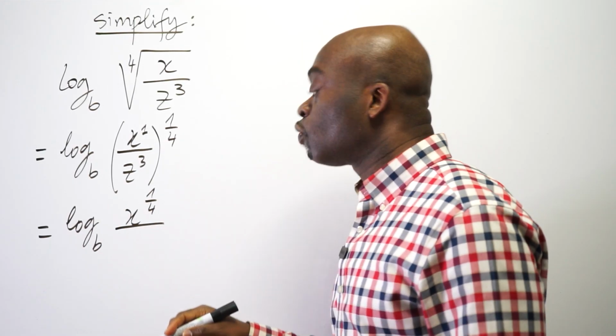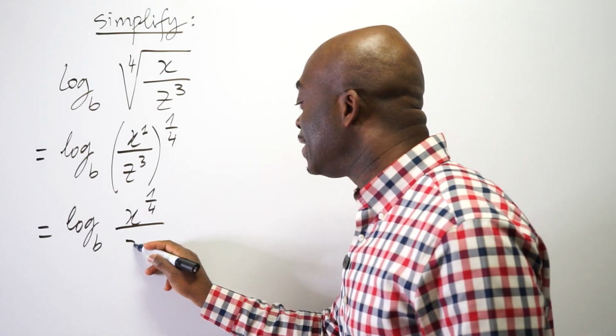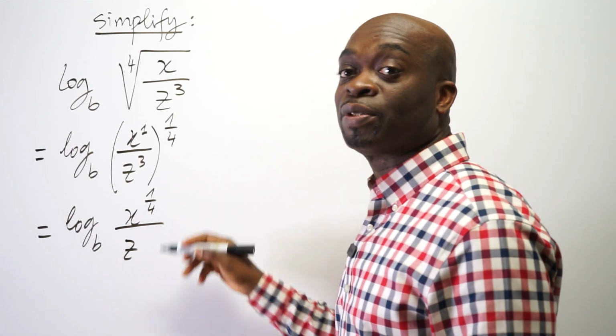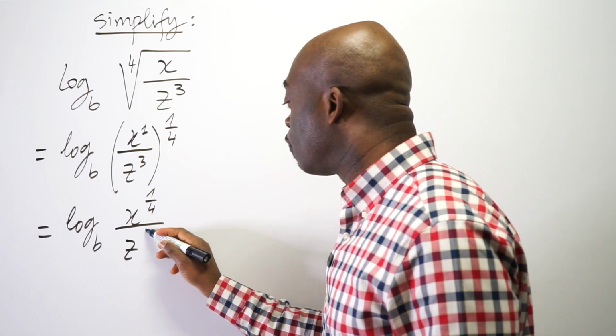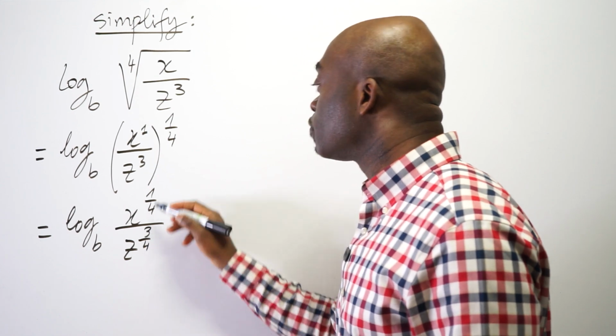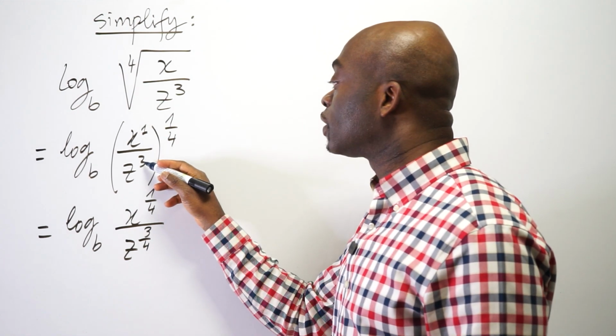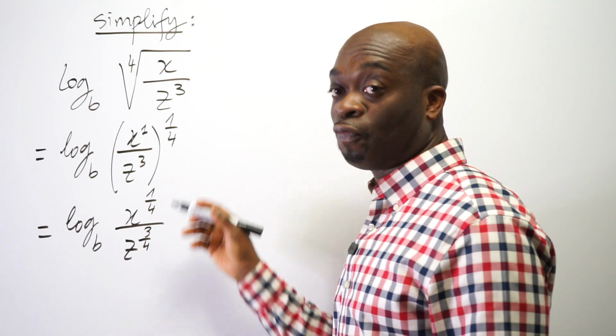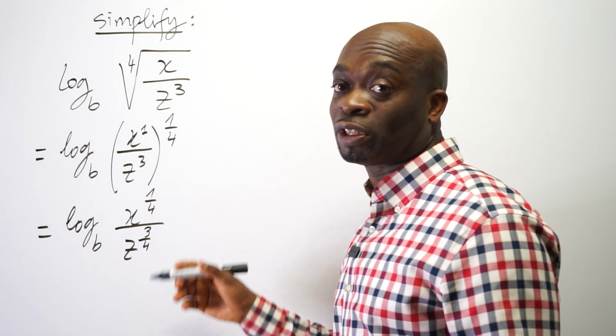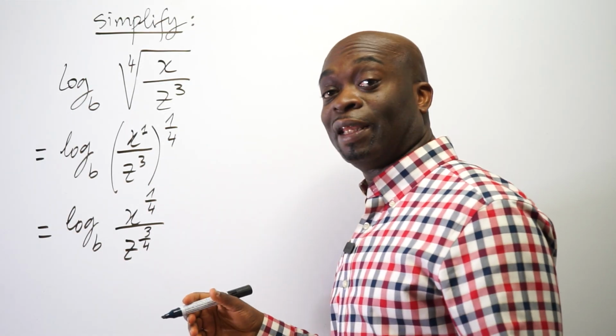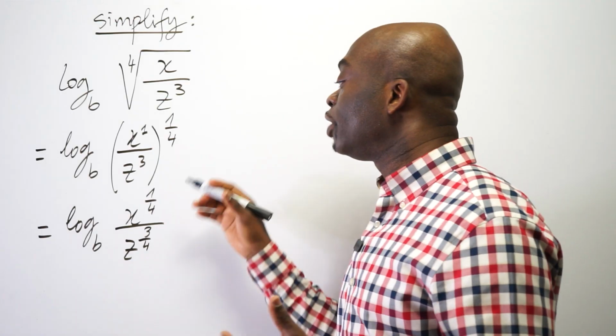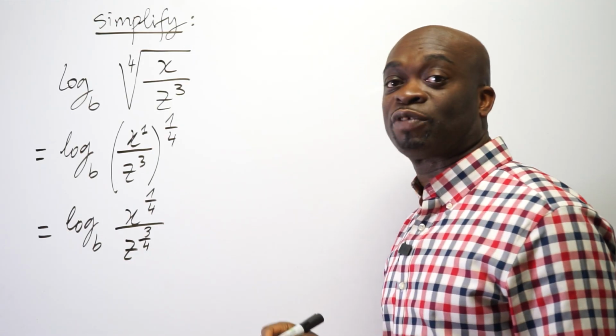Over, so what's happening for the z? 3 times a quarter would be 3 over 4. Because remember, when you're multiplying, it's only multiplying the 3 by 1, which is 3, then over 4. There's nothing at the bottom to multiply that with, unless you claim the 1, but we don't need to go that far. So this is what we have so far.